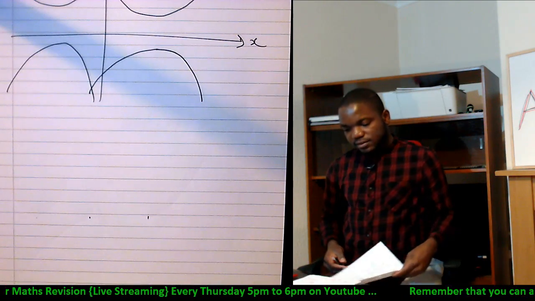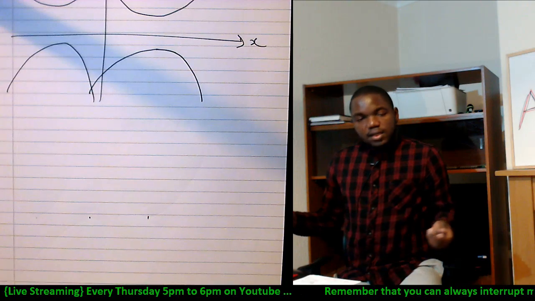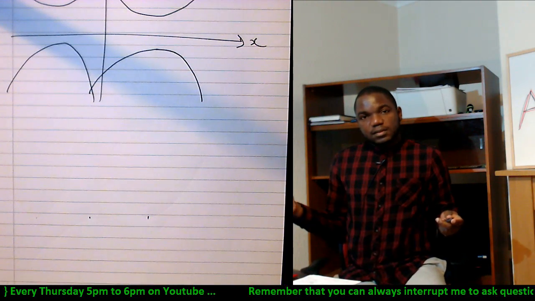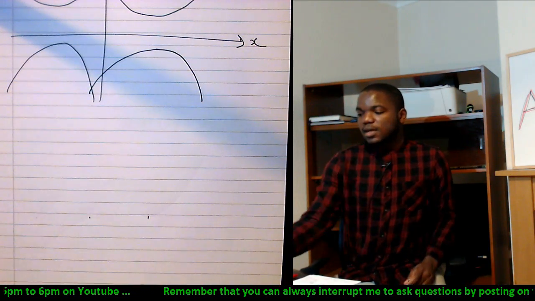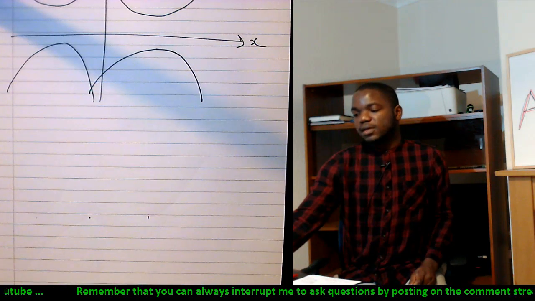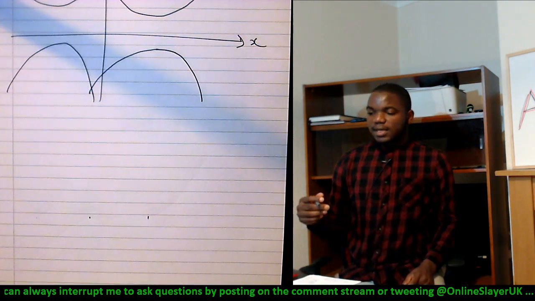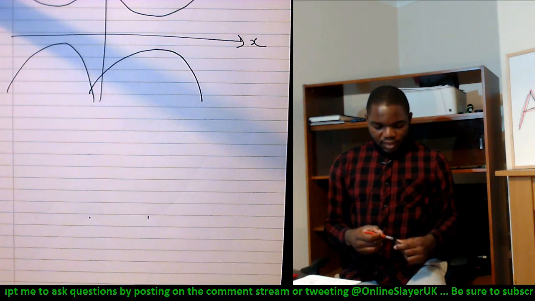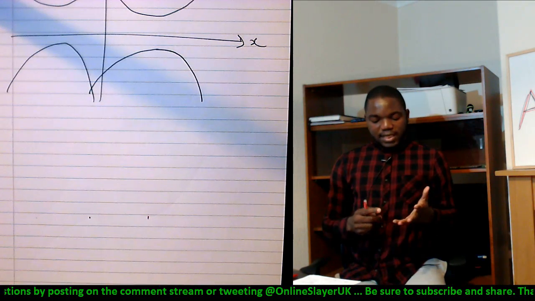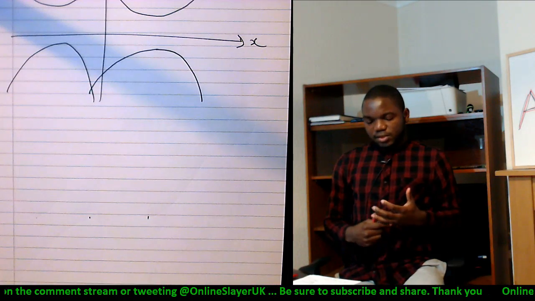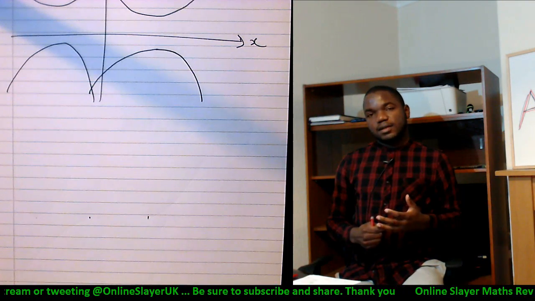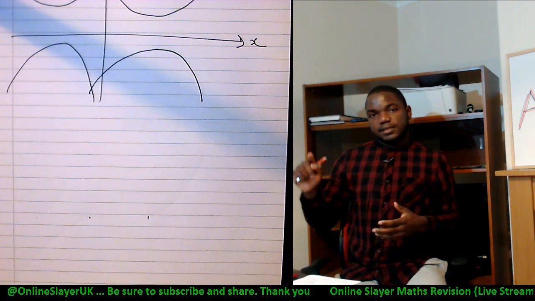Having said that, let's look at another method of solving quadratic equations. And this method I want to talk about is actually important because it lets us know a number of things. One, it helps us to get the roots easily. Two, it helps us to know the turning points.